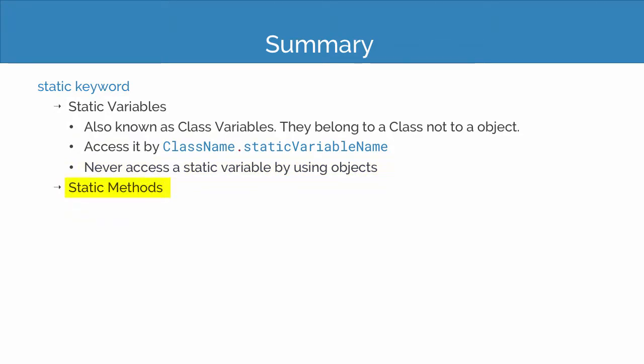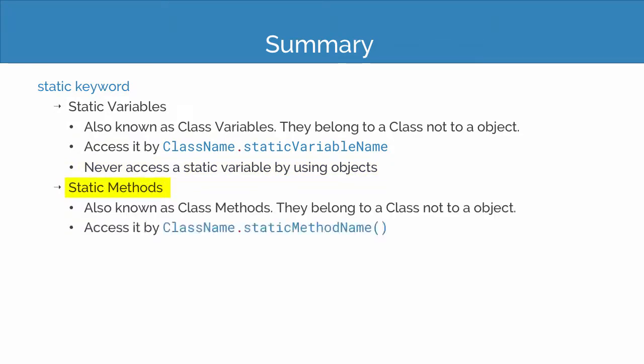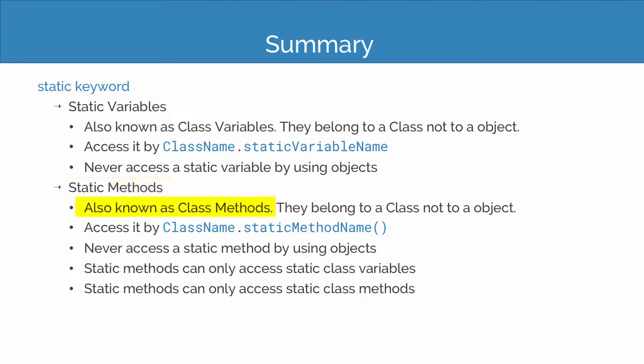And then we saw the static methods that again follow these rules. They are also known as class methods. And this is the syntax to invoke any static method. And we all know that, similar to the variables, never access the static method using the objects. And at last, we also saw that the static methods can only access the static variables, and the static methods can only invoke the static methods. So always remember the last two points, it is very important.